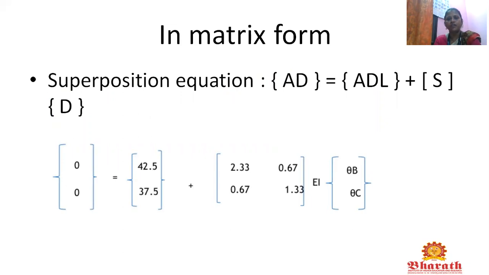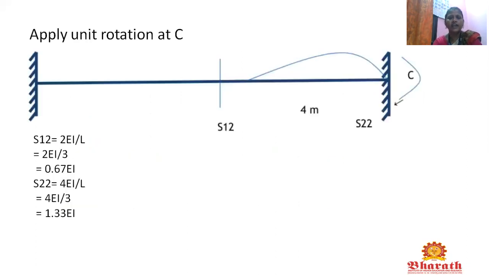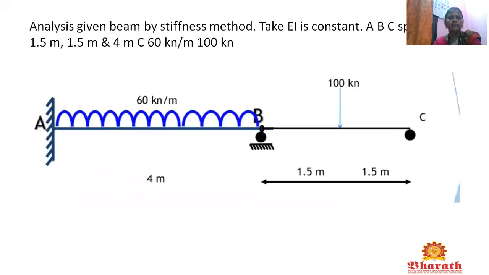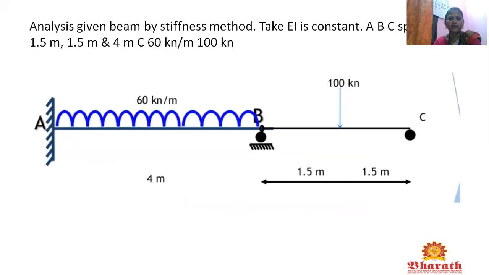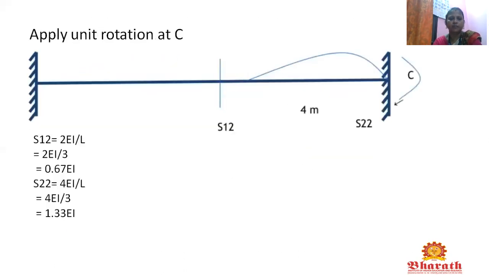The sixth step is the superposition equation, that is AD equals ADL plus S into D. What is AD? I already told you the abbreviation. Coming to the procedure, AD is the joint action or force in the structure, ADL is the force from the analysis of the restrained structure under the given loading, and D is the unknown displacement.